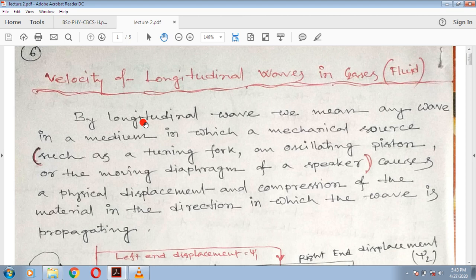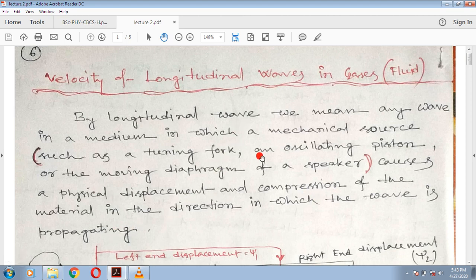So what do we mean by longitudinal wave? By longitudinal wave we mean any wave in a medium in which a mechanical source, for example a tuning fork, oscillating piston, or moving diaphragm of a speaker, causes physical displacement and compression in the material in the direction in which the wave is propagating.